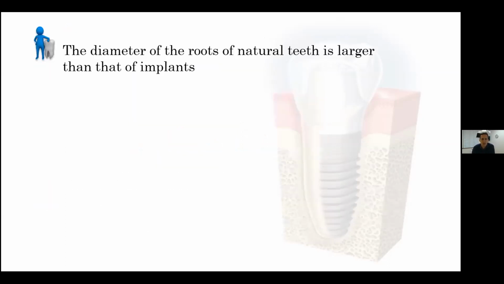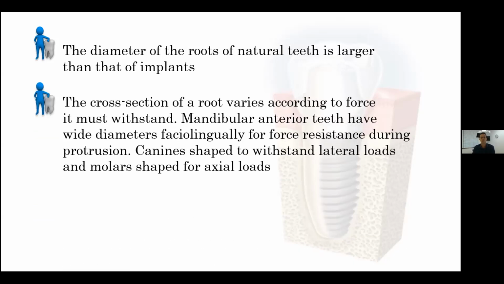And now we're going to look at a third one, and that is that the diameter of a root of a natural tooth is normally larger than that of an implant. And the diameter of a root is shaped according to the function of that tooth in that specific position in the mouth. So if we take a mandibular anterior tooth, it is wider faciolingually because it has to resist the forces of anterior guidance. Those are lateral forces, so it is designed for that. Canines have got a massive root in order to withstand the lateral forces during lateral excursive movements. And then we look at molars, and they have a different design. Their root design is for axial loads. They're not well designed for lateral forces, which again is why it's important that we have immediate exclusion of those molars during function.